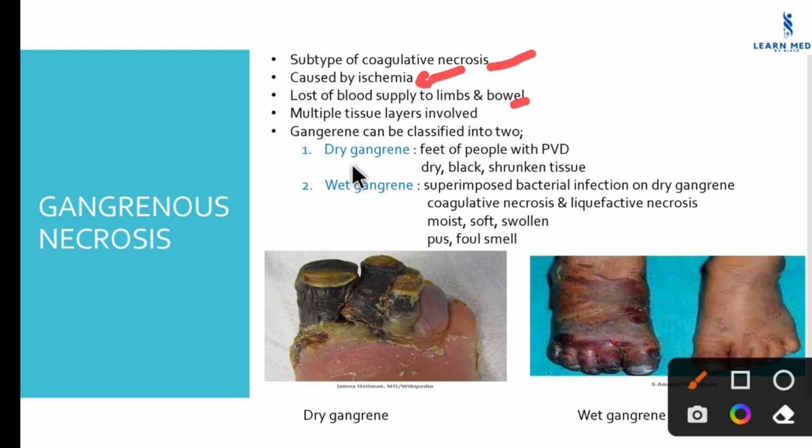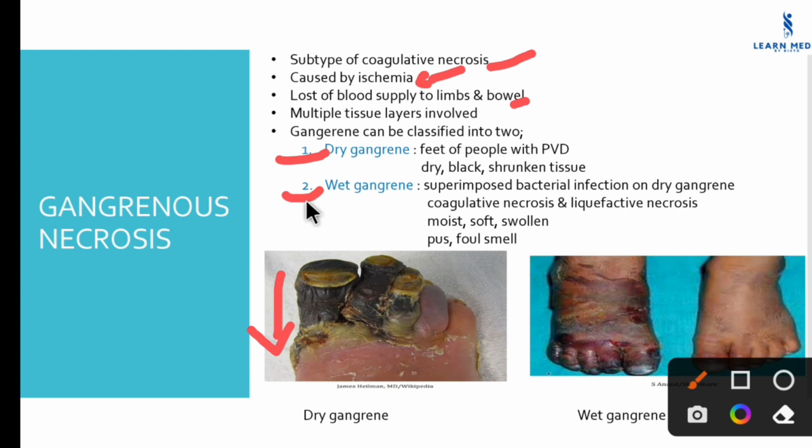Gangrene can be classified into two types, that is dry gangrene and wet gangrene. Dry gangrene can be seen in the feet of people with peripheral vascular disease, appearing as dry, black and shrunken tissue. Here we can see dry, blackish and shrunken tissue due to peripheral vascular disease in an adult.